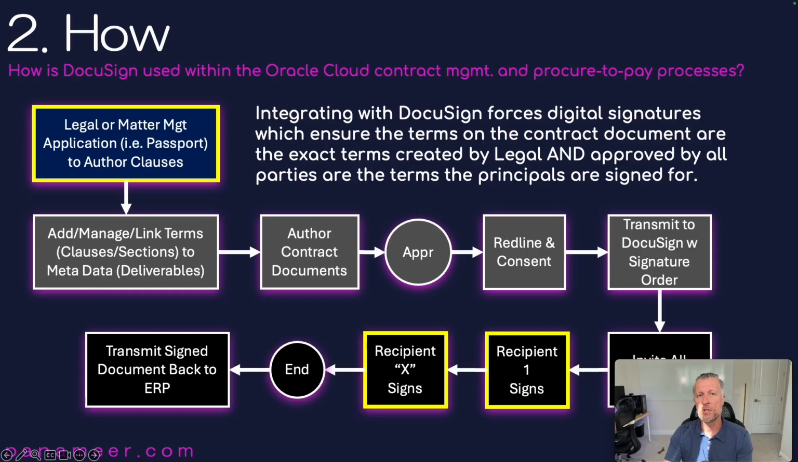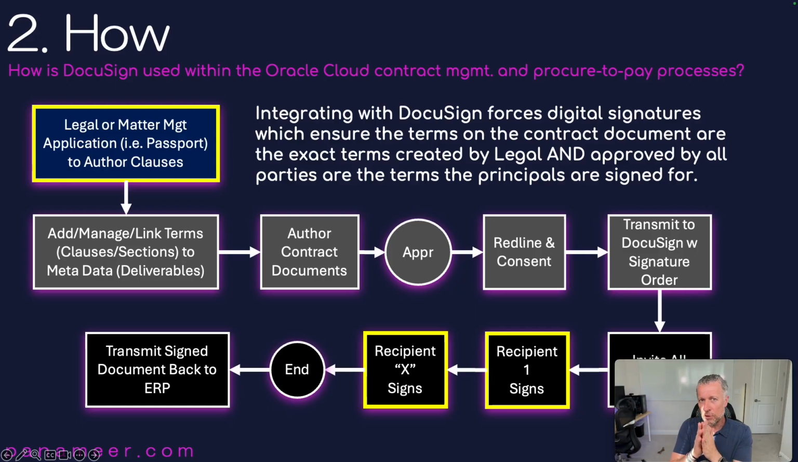Now, once those changes are approved, that document gets pushed to DocuSign. Really importantly, the parties are listed on a tab in the contract document in Oracle Cloud, and they become the recipients inside of DocuSign. DocuSign then, due to the order in Oracle Cloud, will tell you how to go around to the different recipients, and it will get their signature.